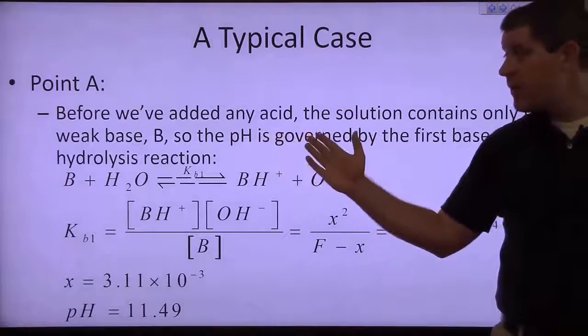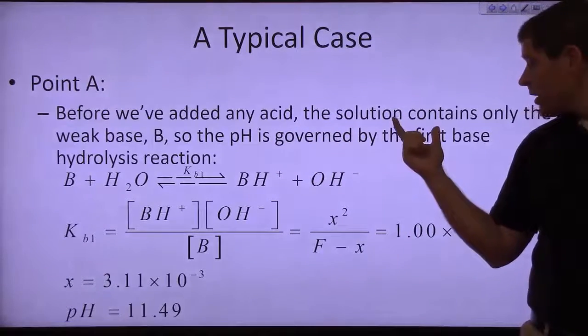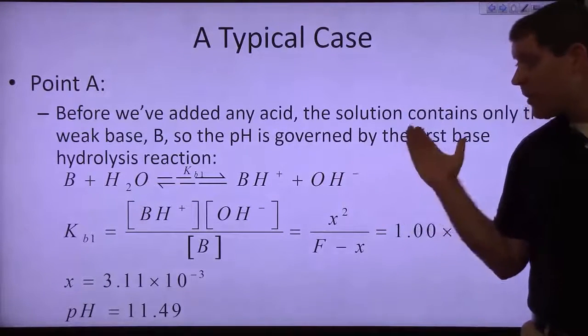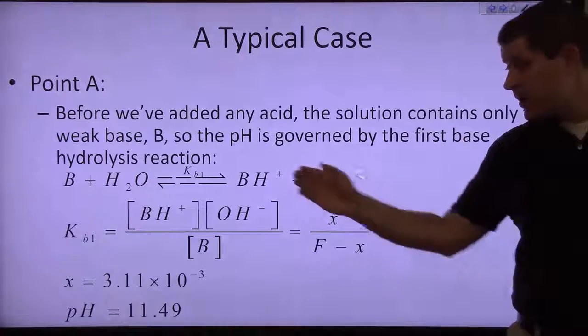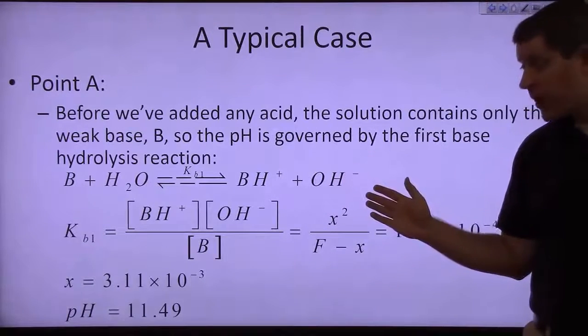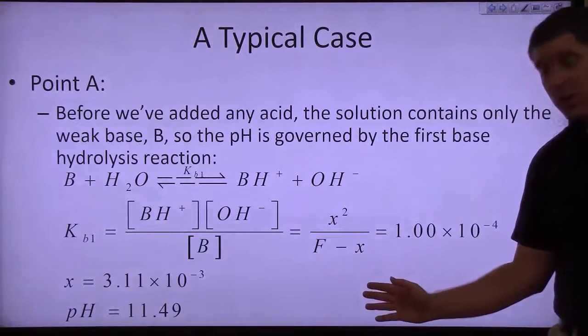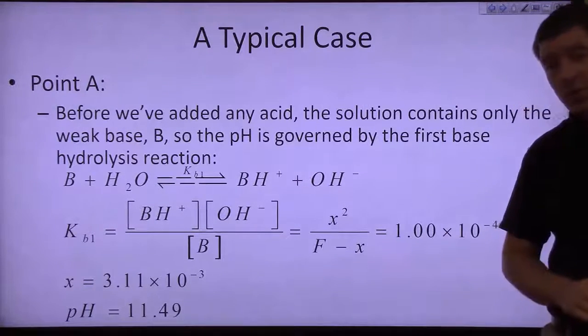So first, let's look at point A. This is before we've added any acid, and then the solution contains only our weak base B, and that means that the pH is governed by the first base hydrolysis reaction given here. We know how to solve these types of problems, so we get a hydroxide ion concentration of 3.11 times 10 to the minus 3 molar, and then a pH of 11.49.